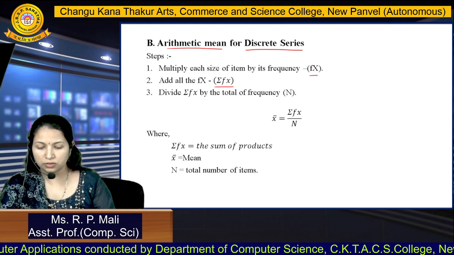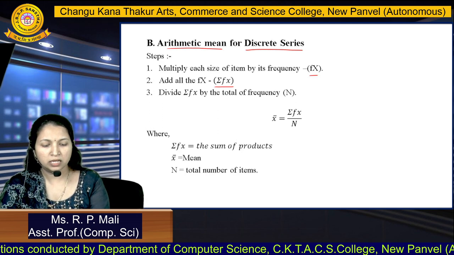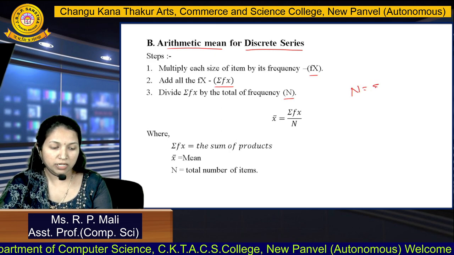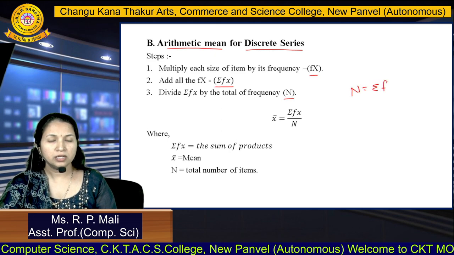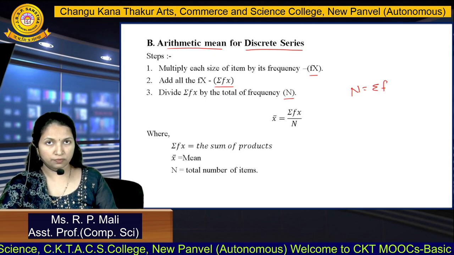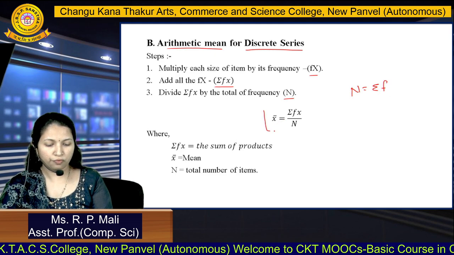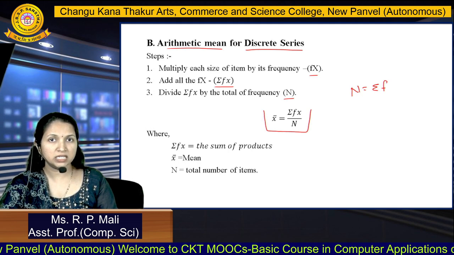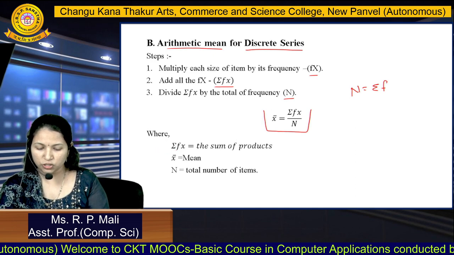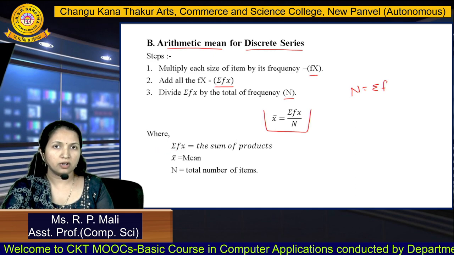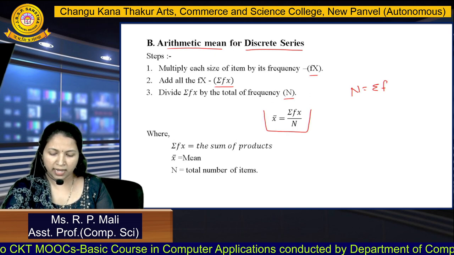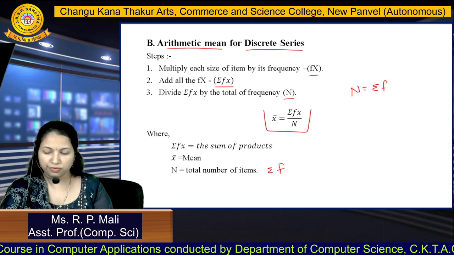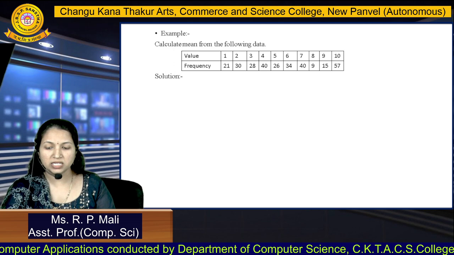Summation of fx. Then we are going to divide the summation of fx by the total number of frequency, where your n is equal to summation of frequency. So x bar is equal to summation of fx divided by n. This is the formula for the arithmetic mean for a discrete series. Where summation of fx is the sum of the product of x and f, x bar is your mean, and n is the total number of items, which means summation of frequency.